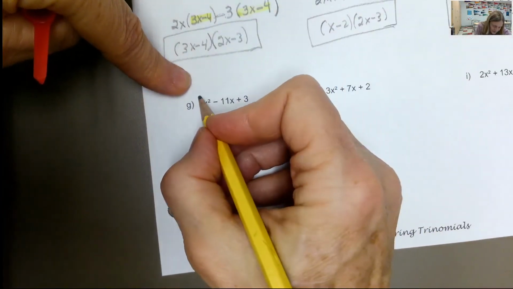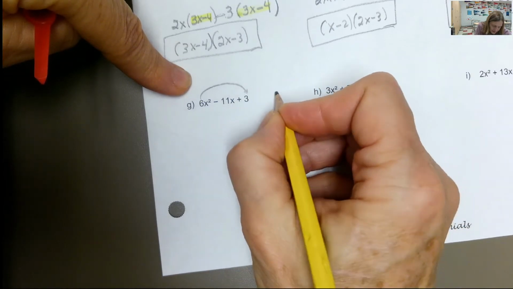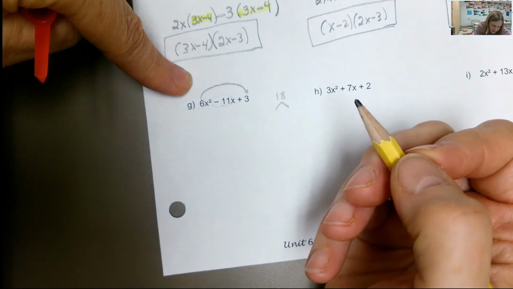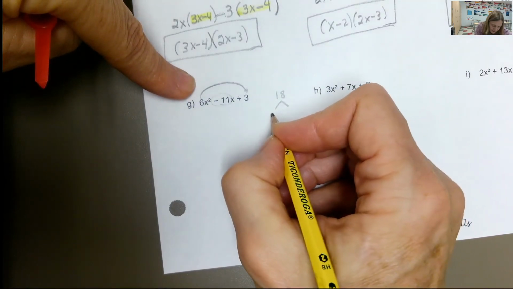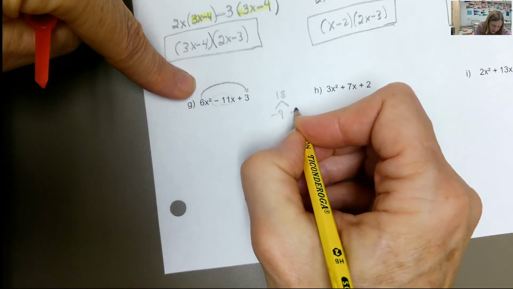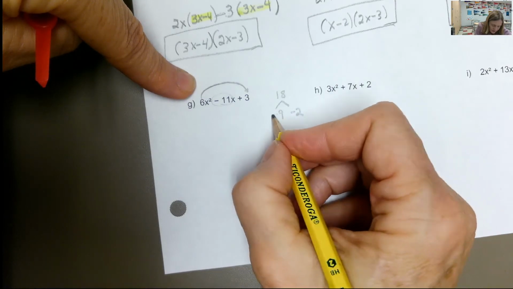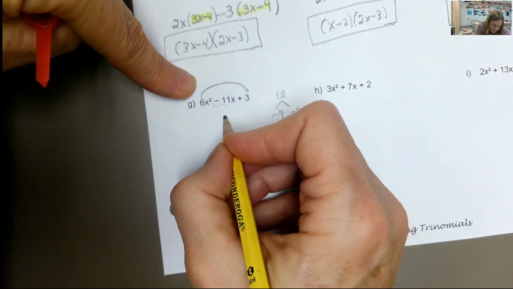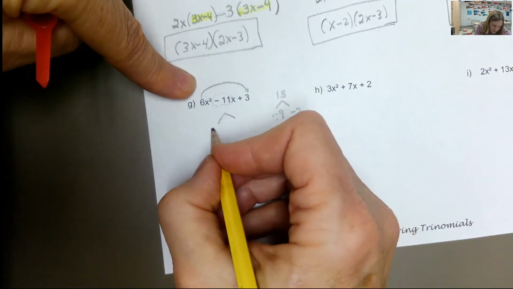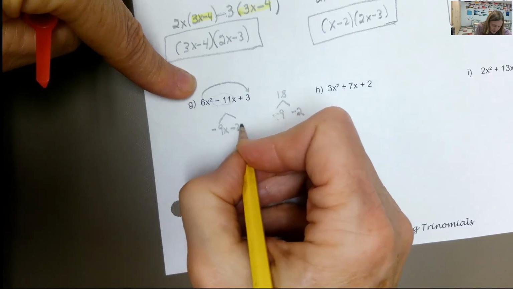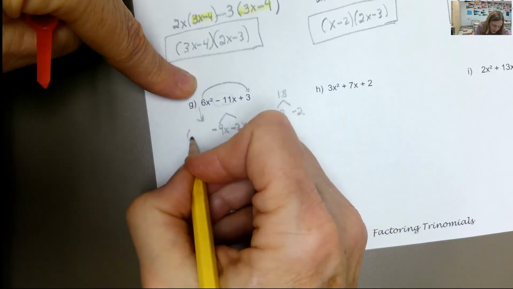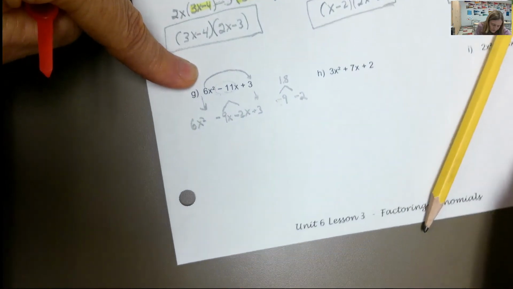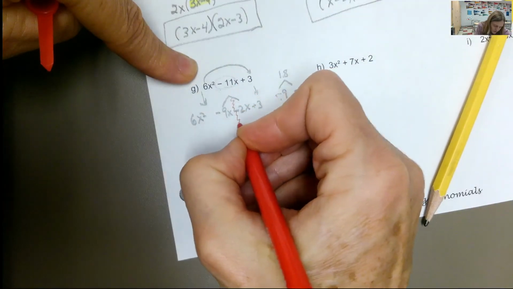The next one, 6 times 3 is 18. And factors of 18 that add up to negative 11. Let's see. I think it's 9 and 2, but it's negative 9 and negative 2, because negative times negative is positive. Negative 9 plus negative 2 is negative 11. So you're splitting the middle term into negative 9x minus 2x. You drop down the 6x squared. You drop down the positive 3. You split the 4 terms into 2 and 2.